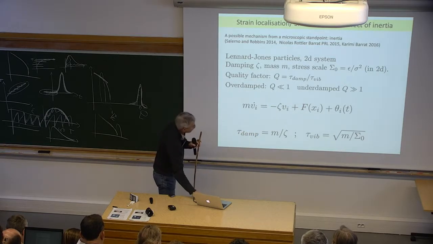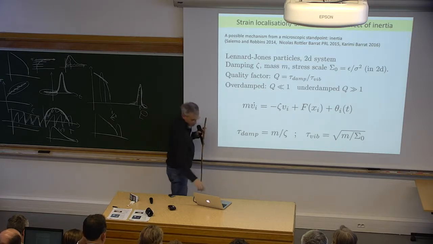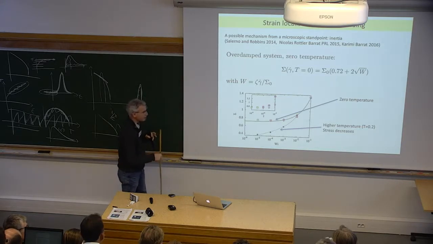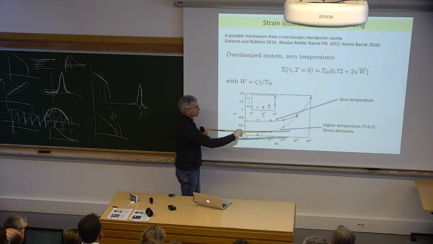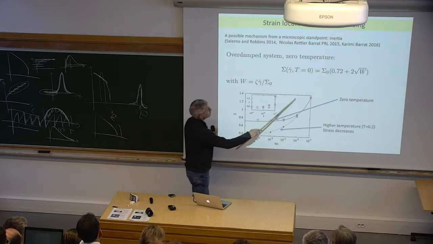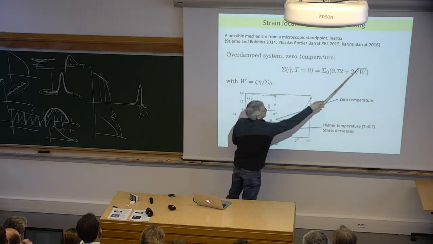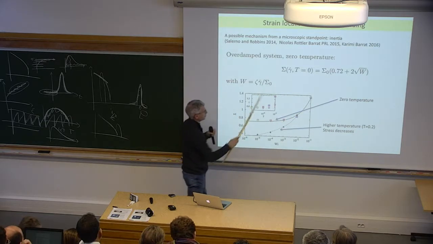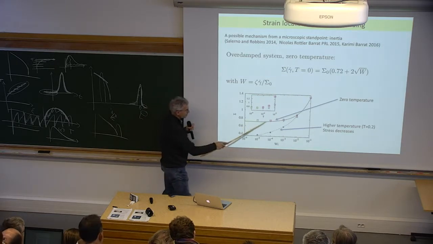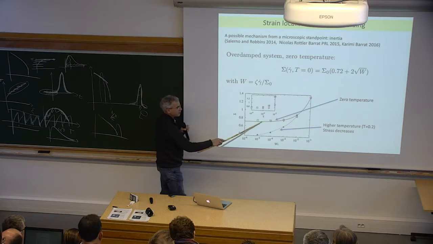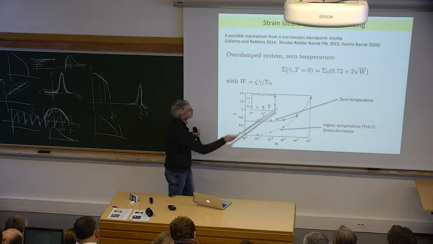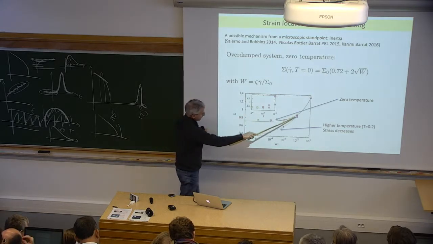If I am in the overdamped limit, then everything behaves as I described before. The particles behave very much as the elements I was describing before. And we observe a Herschel-Bulkley flow curve with an exponent close to 1/2. This is the square root of W, where W is just a non-dimensional strain rate. This is at zero temperature, essentially an athermal system, very consistent with elastoplastic models, and you can also do it with finite elements.